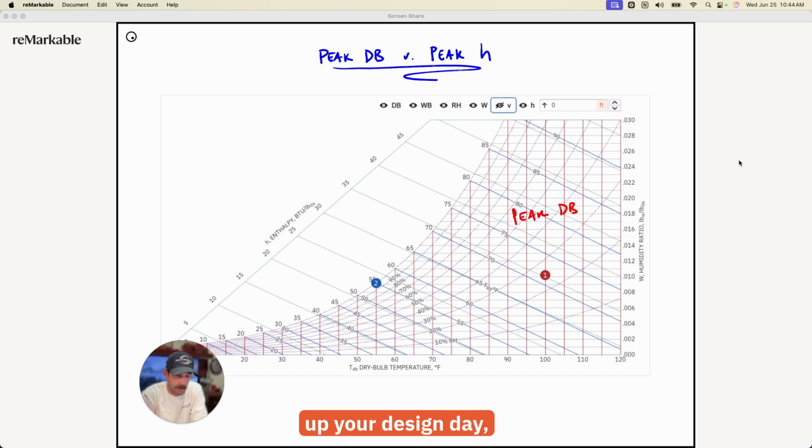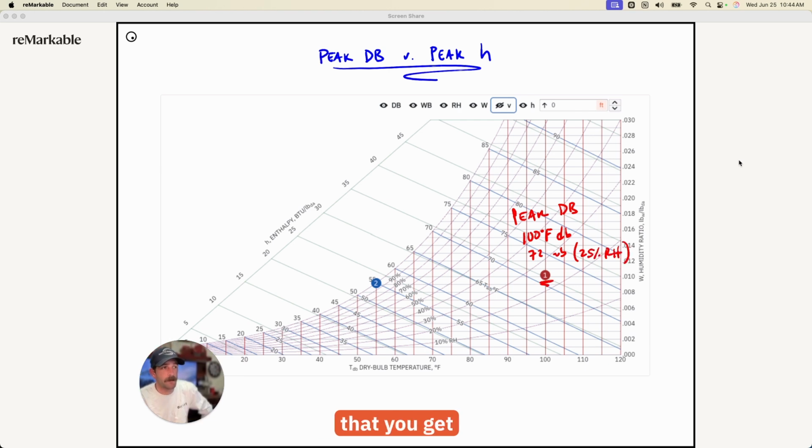When you look up your design day, you're looking up your ASHRAE weather data, you're going to see the peak summer design condition likely coincides with the peak dry bulb condition. So in this case, we have 100 degrees Fahrenheit dry bulb, and the coincident wet bulb temperature at 100 degrees, our peak dry bulb, is around 72 degrees wet bulb, or it's roughly 25% relative humidity. So these could be the numbers that you get when looking at your peak summer condition. This is the hottest it's going to get. You can design for that.